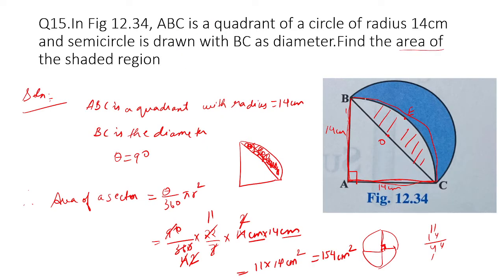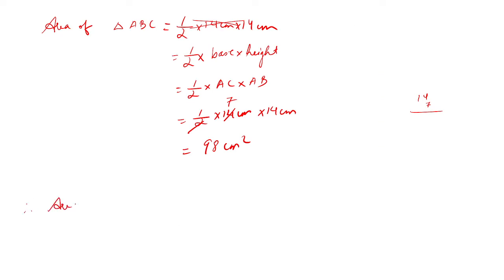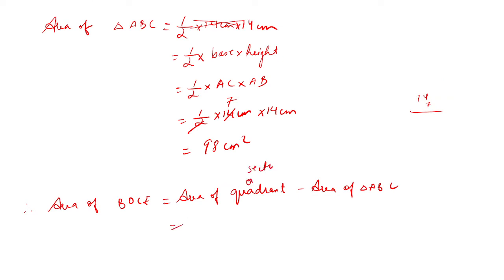So we need to find the area of this, right? So I'll call this BOCE. Okay, therefore area of BOCE is going to be equal to area of quadrant minus area of triangle ABC. All right, so area of quadrant, or area of sector, okay, this is given as 154 centimeter square minus 98 centimeter square. So that must be 56.